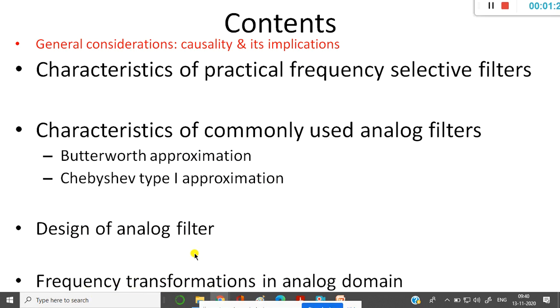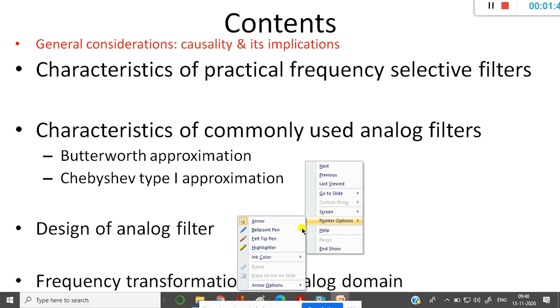Frequency transformation is nothing but I have a lower frequency design and I want to design for high frequency, or I want to filter high frequency components. So I have a low pass filter. Is it possible to transform it to a band pass filter? Is it possible to transform it to a high pass filter? That is what we call frequency transformations. Okay.